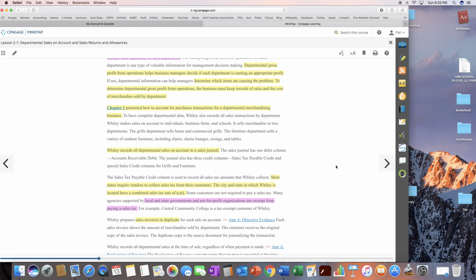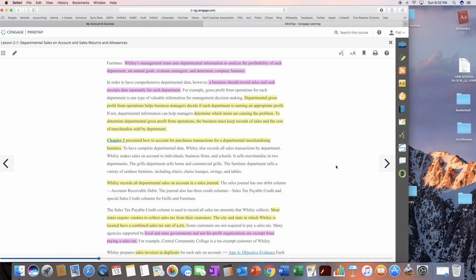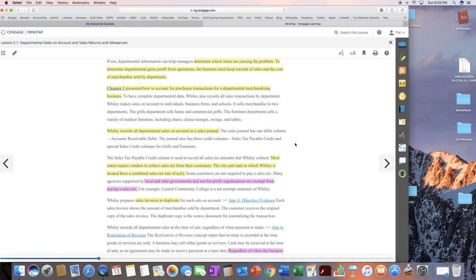Talking about why it's important that we have department goals. The accountants, the people can look at their numbers, how they're doing. They can set up bonuses. They can figure out what they need to work on, where their profits are coming from, et cetera, et cetera.